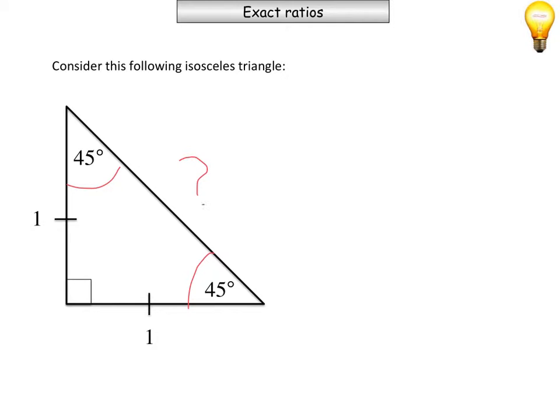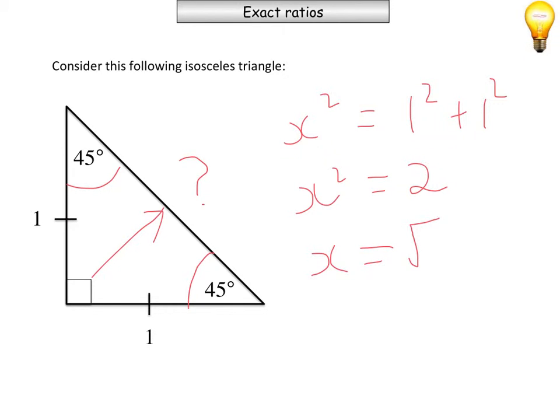What would be the length of the hypotenuse? There's the hypotenuse. How can we work that out? Let's just call it x. x squared will be equal to 2, so x will be equal to the square root of 2. Let's just leave it like that. We don't want to evaluate that. If you can remember, that is surd form, so let's just leave it in surd form for a moment.